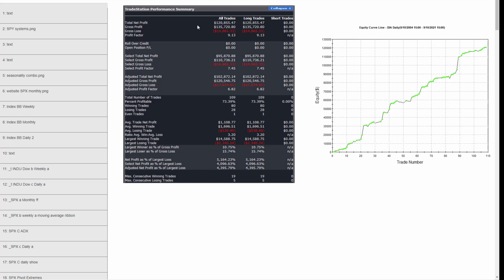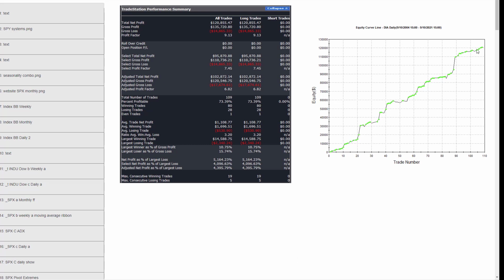Chart number 39, here's the statistics for that Dow McClellan oscillator system. Profit factor of 9, which is pretty good. You get your profit factor, the gross profit divided by the gross loss. So essentially for every dollar it lost, it made $9. That's what that means. Here's your profit curve. Okay. 109 trades, 73.4% winning trades. Next.